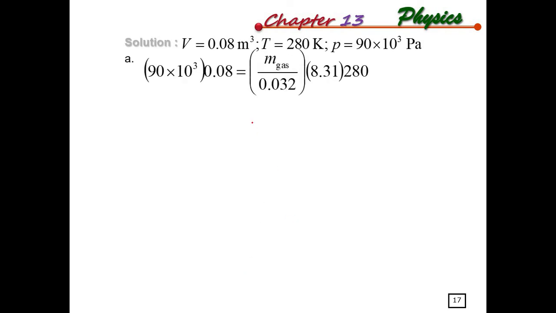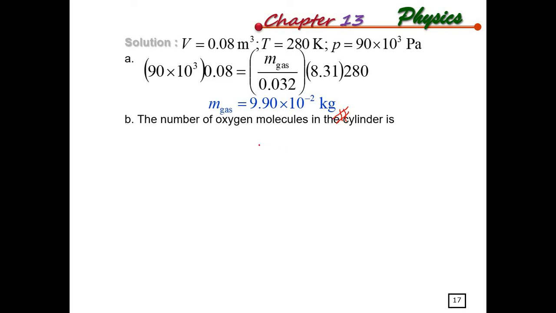Then you just substitute the numbers in the equation: P is 90 times 10 to the power of 3, V is 0.08, and m of gas over the molar mass for the oxygen gas, here 0.032, because we must use the standard unit. The standard unit for M is kilogram, but it's given in gram per mole, so we need to change to kilogram per mole. Here R is the molar gas constant 8.31, and the temperature is 280. Now we get the mass of oxygen as 9.90 times 10 to the power of minus 2 kilogram. This is the answer for question A.